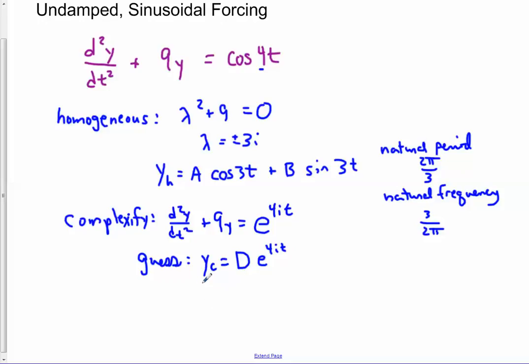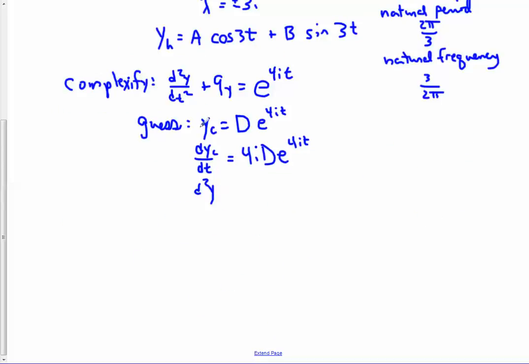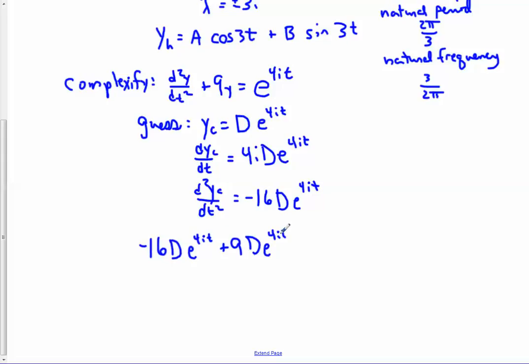The first derivative would be 4i d e to the 4it. The second derivative, which actually is the only one we really need in the undamped case, another 4i comes down, so negative 16 d e to the 4it. We plug it in, and we're going to see that in the undamped case, it's actually even easier than the damped case.